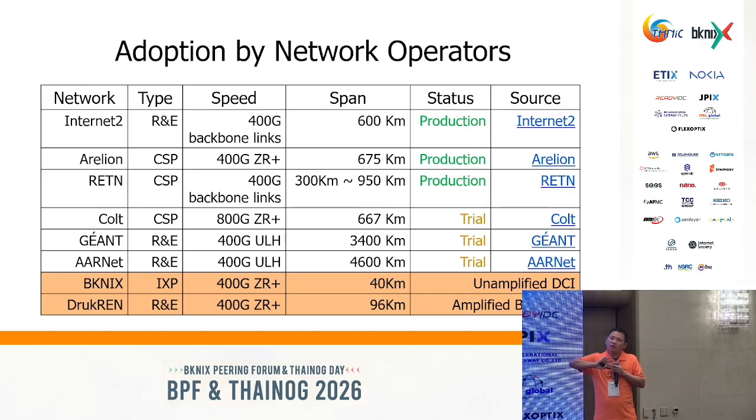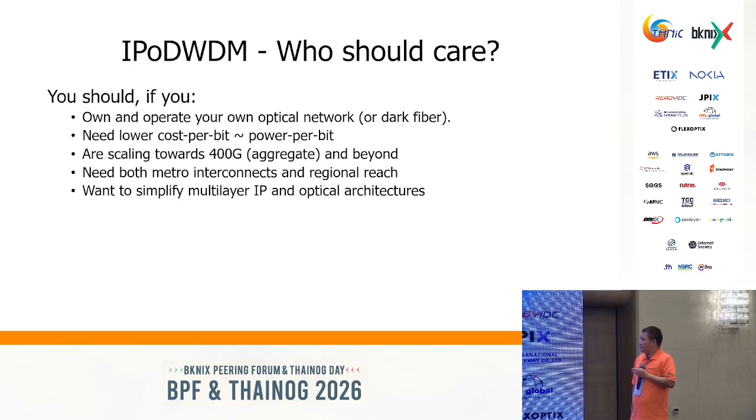But don't throw away your DWDM components, right? Throw away the transponders, but keep your muxes, keep your amplifiers, because you can reuse them, right? Who should consider this? If you have your own fiber, definitely you should consider. If your bandwidth is above 100 gig, if it's going towards 400 gig, the aggregated bandwidth, maybe you should consider this, right?